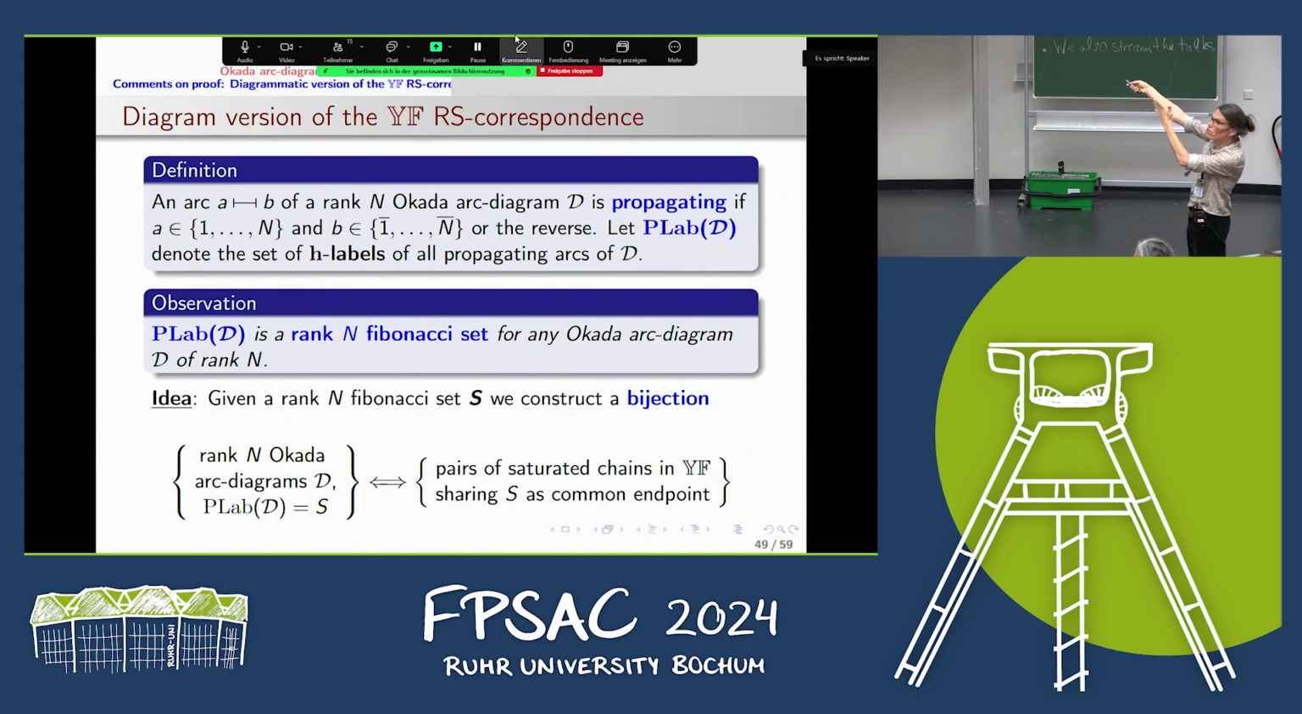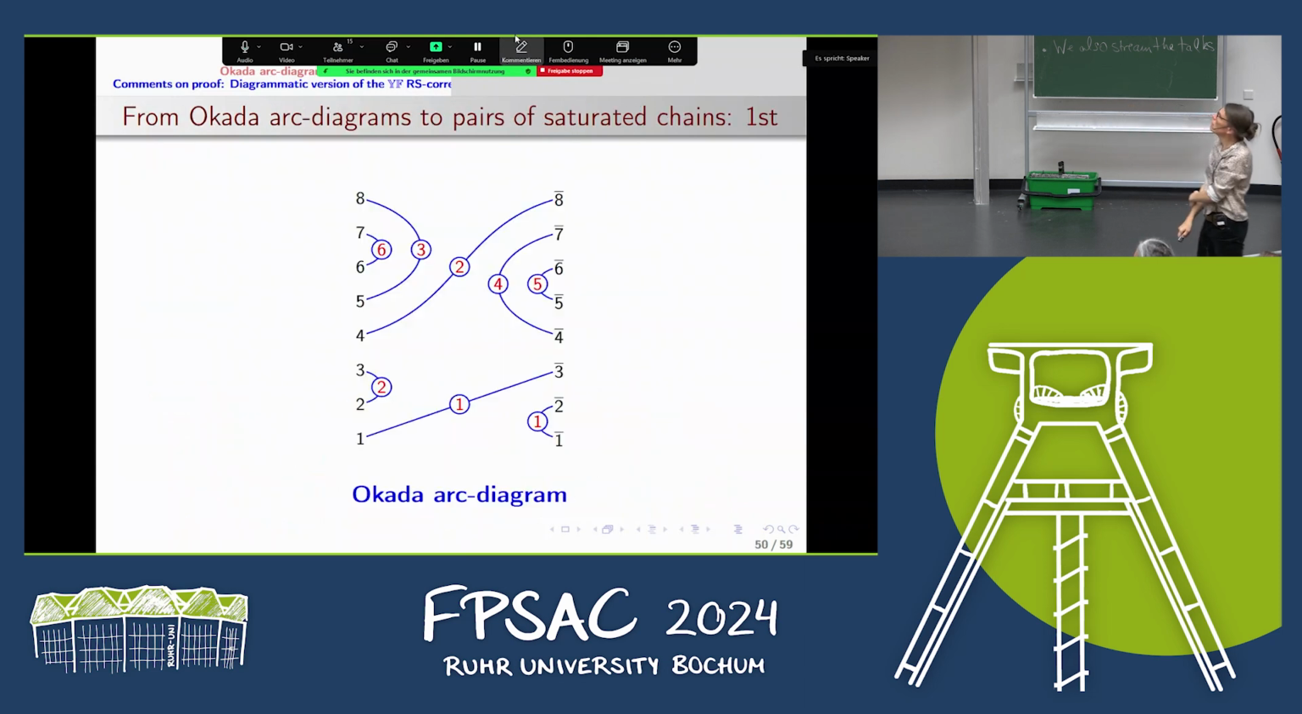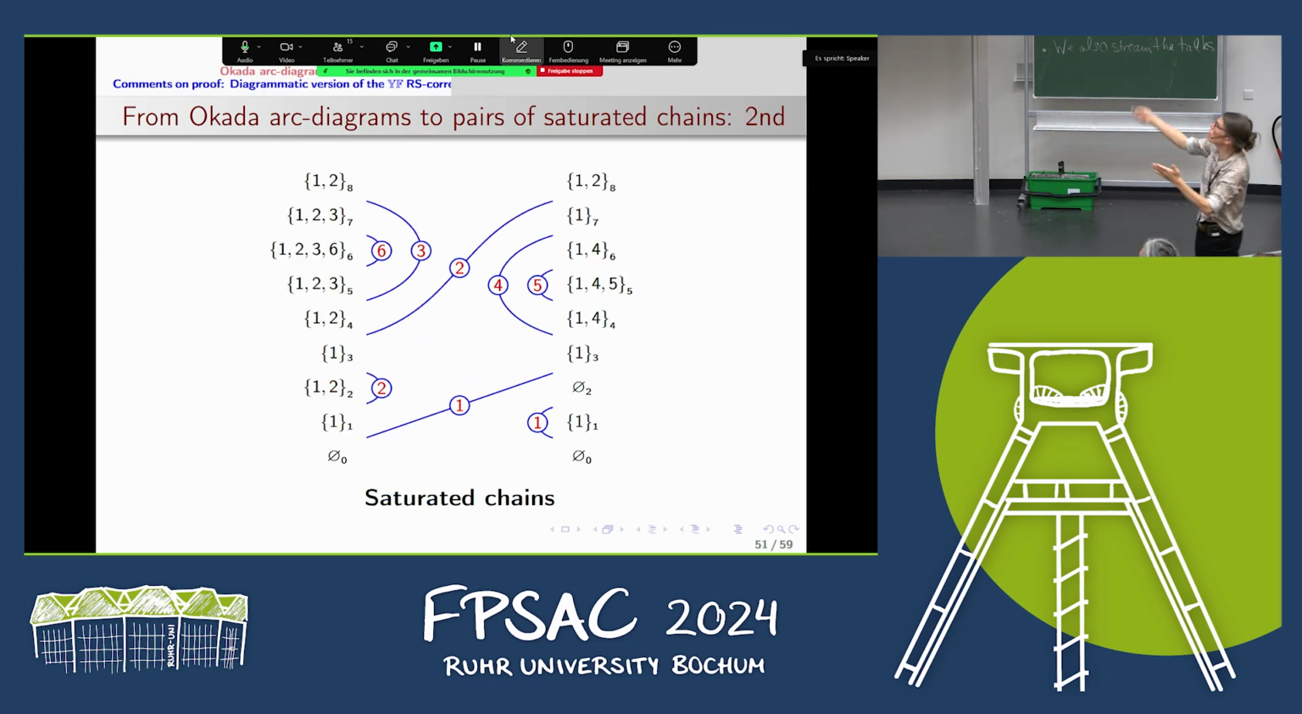Okay, let me just do this with an example. Here's an Okada arc diagram whose propagating set in this case is 1, 2. I'm going to build two saturated chains. I'll situate them on the left and the right of this diagram, and here they are. So they're chains, you can check. They both end at the Fibonacci set 1, 2 of rank n, as they should.